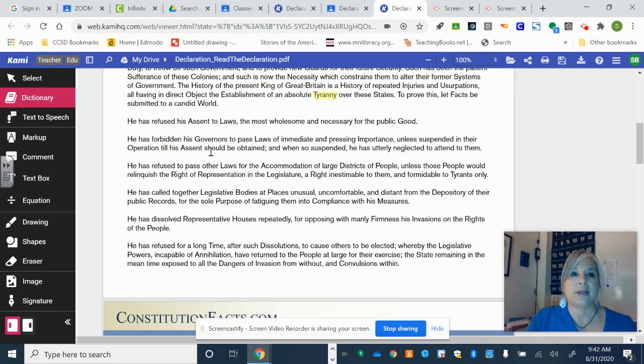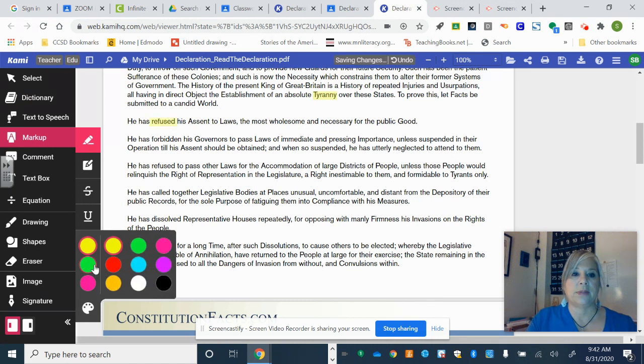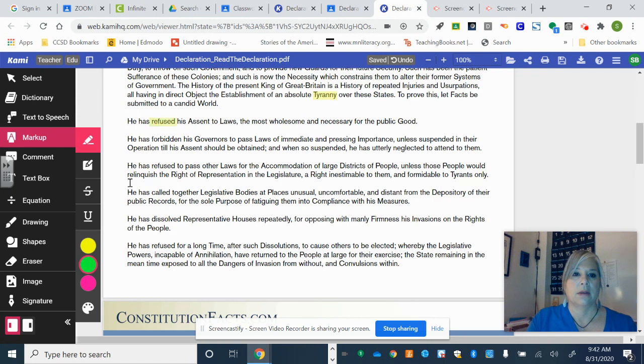Now I'm going to choose a different color. Maybe I'm going to go to markup and start marking up some verbs. I'll use green. I'm just going to go down this and start highlighting really strong words. Oh, utterly neglected. Refused. He's refused. And anytime you hear the word tyranny, any form of tyranny, tyrants, tyrannical, that's extremely strong inflammatory language. He's calling him a tyrant. He's calling him basically like a dictator. He's a king, so yeah, that's how kings operate.